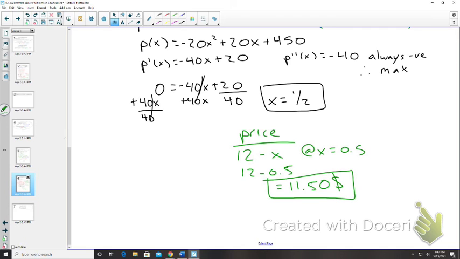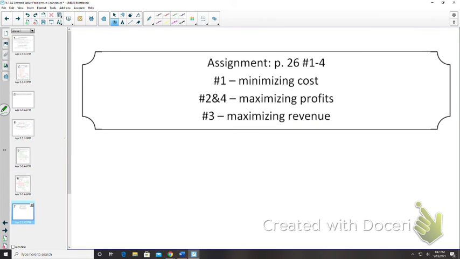All right. So those are 3 different examples. The first one we looked at the cost function. The second example we looked at was the revenue function, and the last one was the profit function.